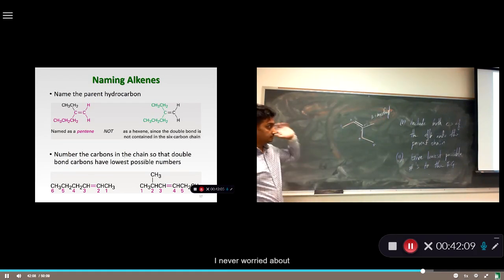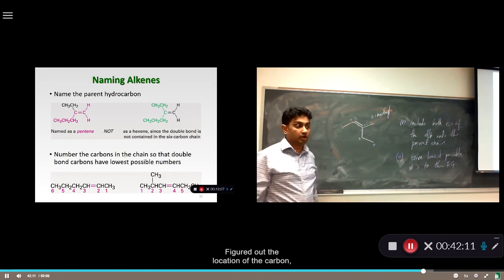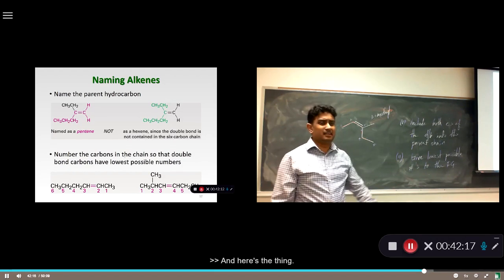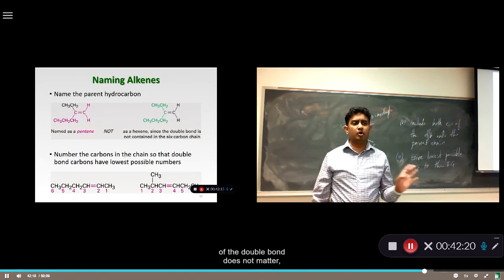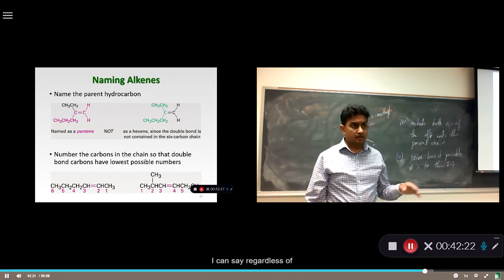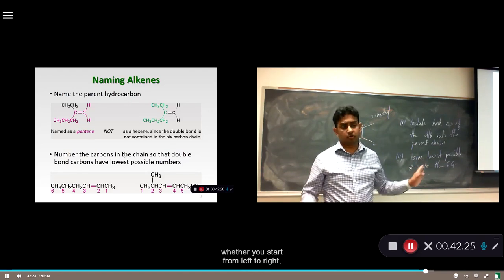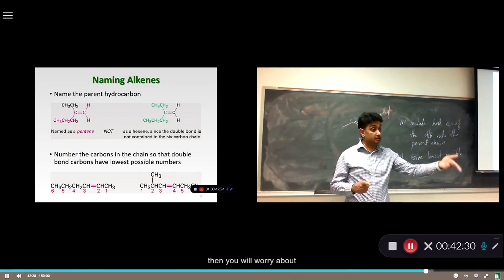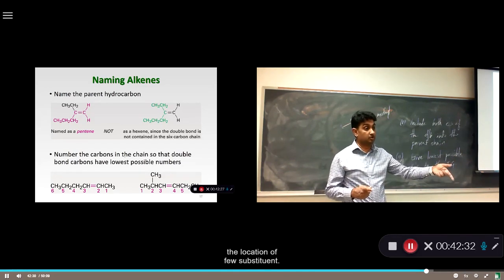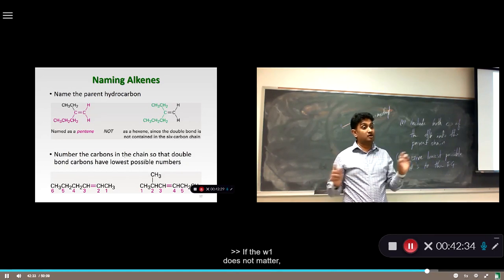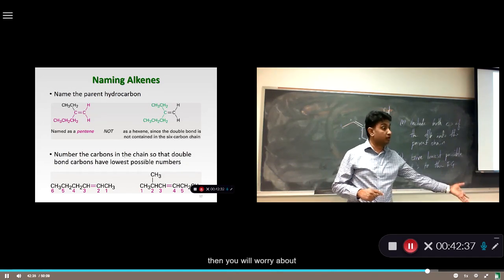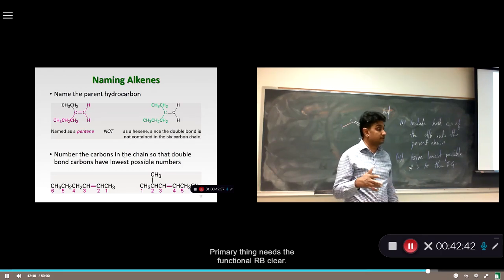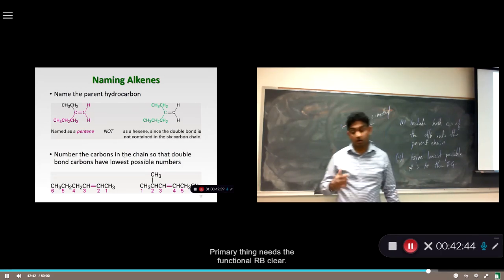I never worry about the substituent until I figure out the location of the carbon-carbon double bond, which is my functional group. Okay, and here's the thing, if the location of the double bond does not matter, okay, let's say regardless of whether you start from left or right, you are still going to get the same numbers for your double bond, then you will worry about the location of your substituent. Okay, if the double bond does not matter, then you will worry about the substituent location. Okay, so substituent location is now secondary to us. Primary thing is the functional group. Are we clear? All right.